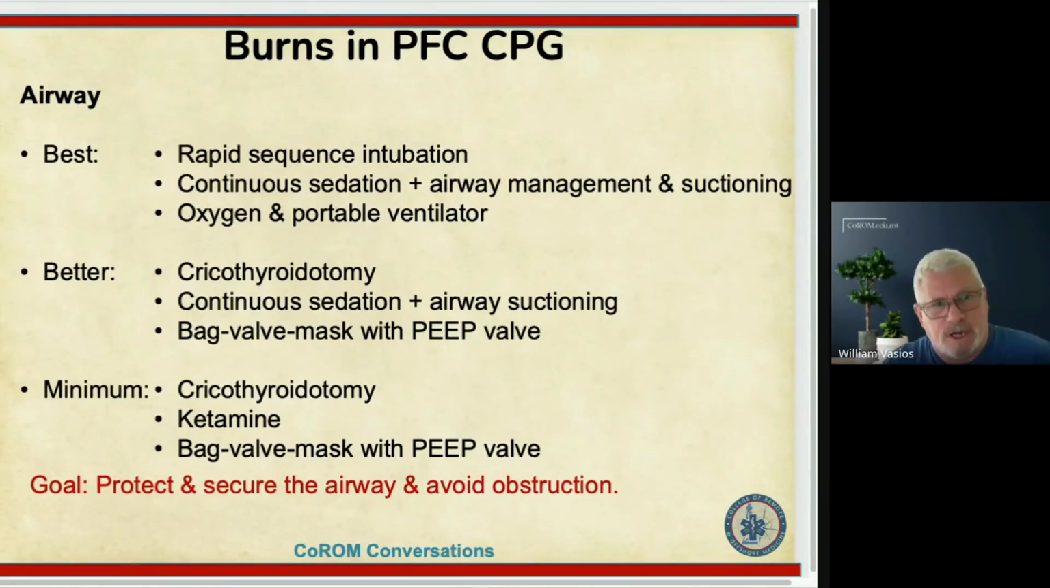Are there any questions on airway management in this first slide? Once again, this is designed more to be a discussion about complications and concerns or questions more than a blistering pace of running through bullet comments. So the so what of the airway is you want to protect and secure the airway and avoid obstructions, whether that's from the burn, from the resuscitation, or from any other concomitant trauma that patient has. All right. You want to go to the next one?